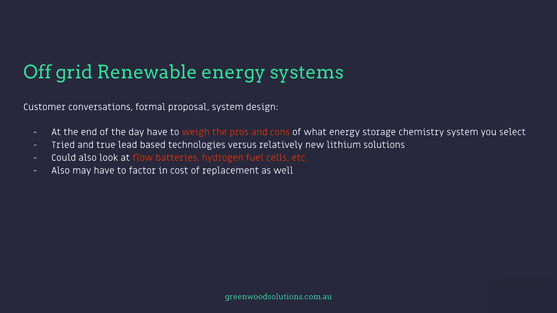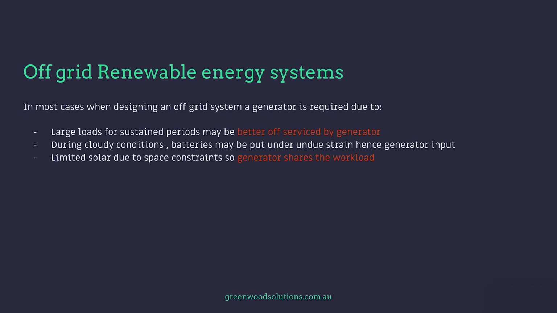At the end of the day, you have to weigh the pros and cons of what energy storage chemistry system you select. Tried and true lead-based technologies versus relatively new lithium solutions. Could also look at flow batteries, hydrogen fuel cells, etc. Also may have to factor in cost of replacement as well. In most cases, when designing an off-grid system, a generator is required, as large loads for sustained periods may be better off serviced by a generator. During cloudy conditions, batteries may be put under undue strain, hence generator input. If there's limited solar due to space constraints, the generator shares the workload.